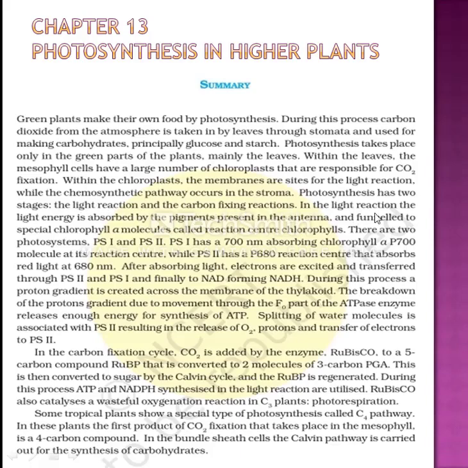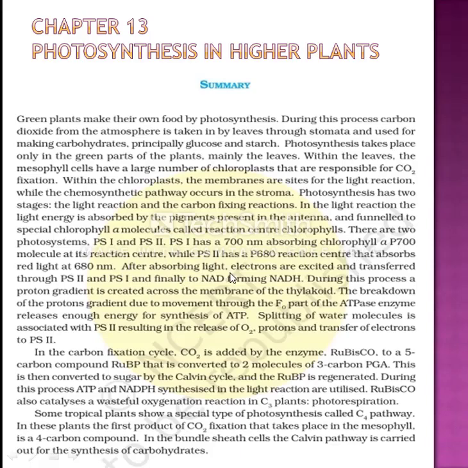In the light reaction, the light energy is absorbed by the pigments present in the antenna, and funneled to special chlorophyll molecules called reaction-centre chlorophylls. There are two photosystems, PS I and PS II. PS I has a 700 nm absorbing chlorophyll a P700 molecule at its reaction center, while PS II has a P680 reaction center that absorbs red light at 680 nanometers.